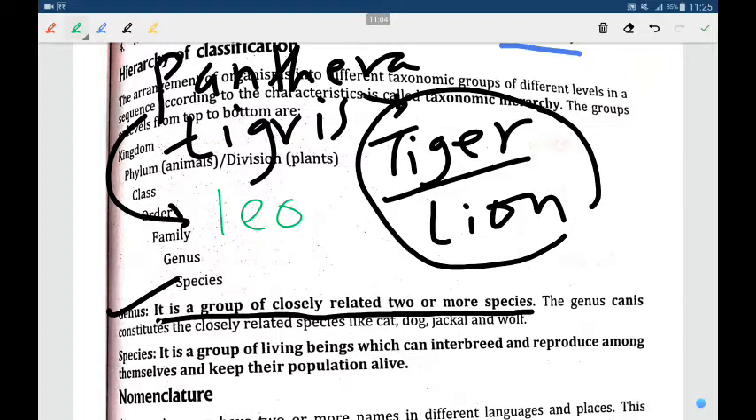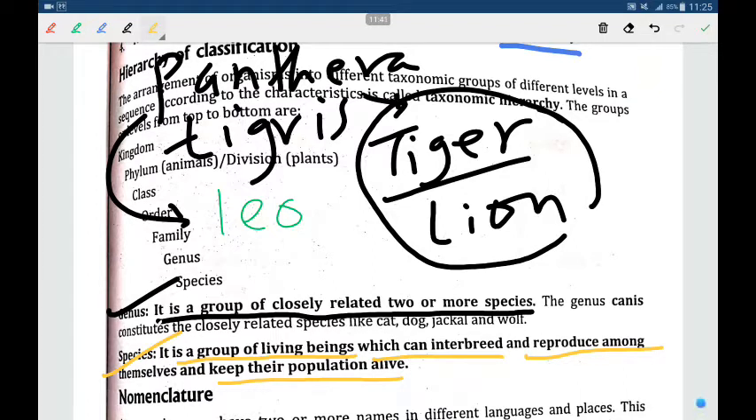But what is the definition of species? It is a group of living beings which can interbreed. It means they can produce babies, and the new babies can reproduce again themselves and keep their population increasing. For example, human beings, if they marry a gorilla, then what will happen?